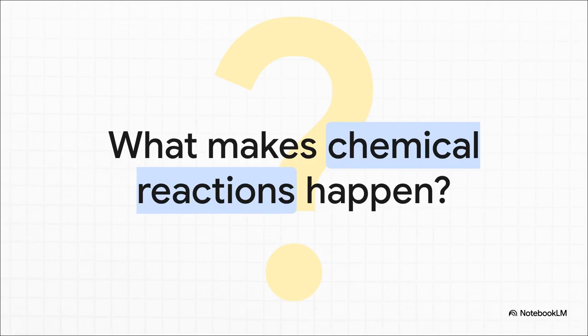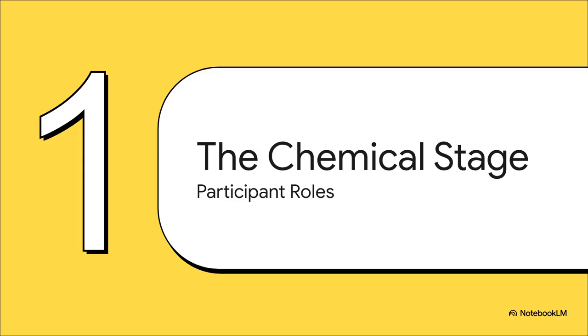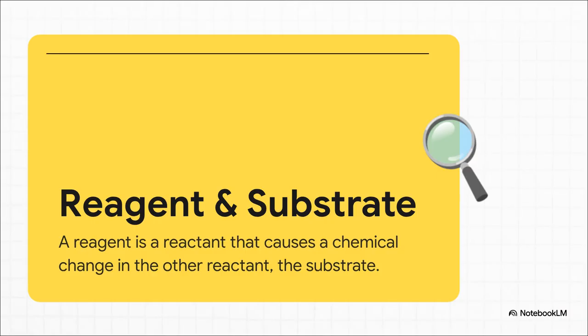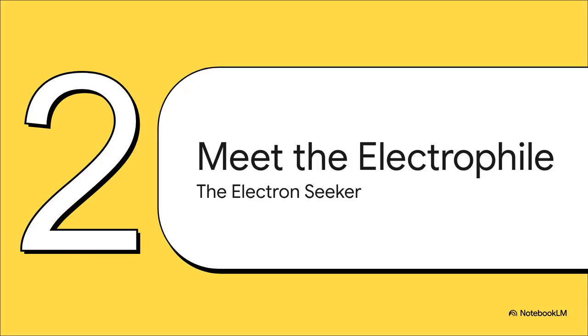And to really get that, we need to meet the dancers themselves. So, I want you to think of a chemical reaction like a stage play. Before the main event happens, everyone needs to know their part, right? Well, in chemistry, it's exactly the same. We basically have two main roles. There's the substrate, that's the molecule we're really focused on, the one we want to change. And then there's the reagent, and that's the one that causes the change. And these reagents, well, they can be split into two very distinct categories, and they are the absolute stars of our show today.